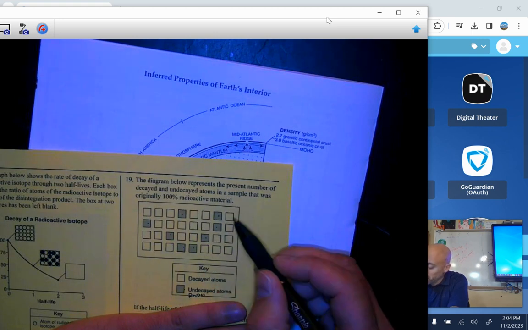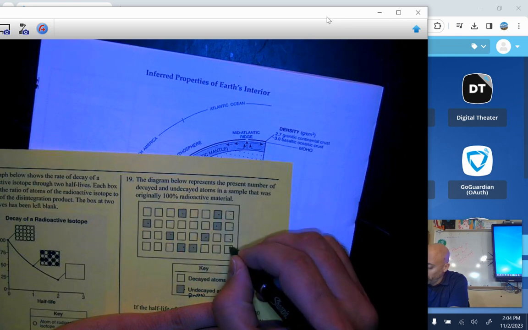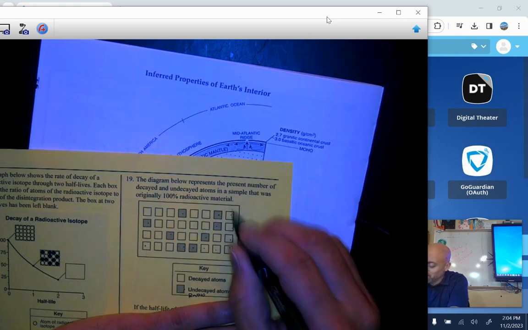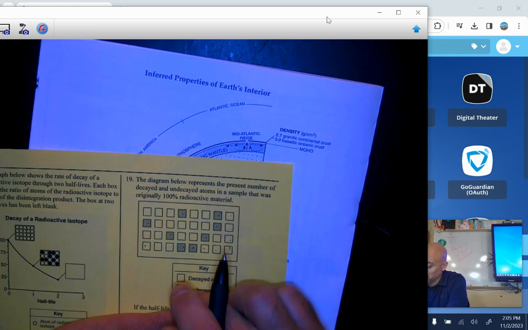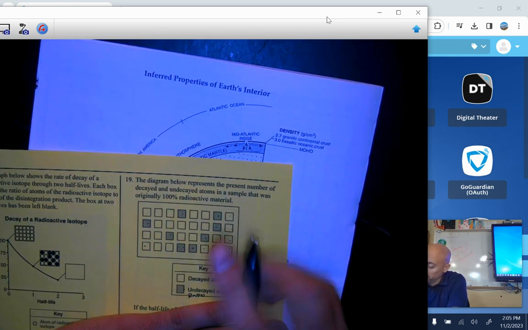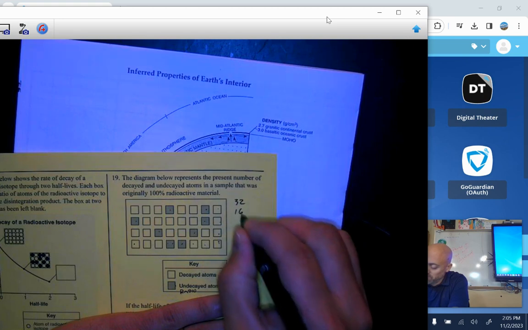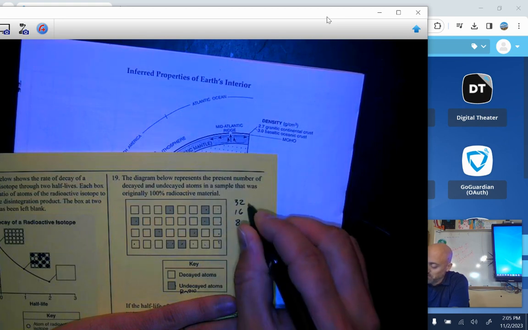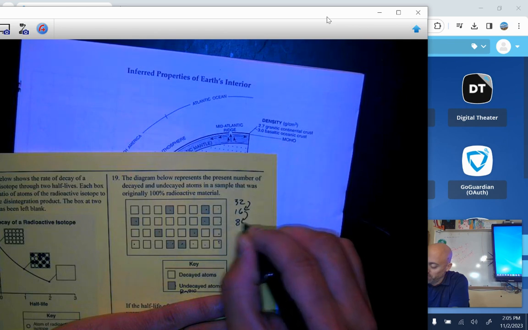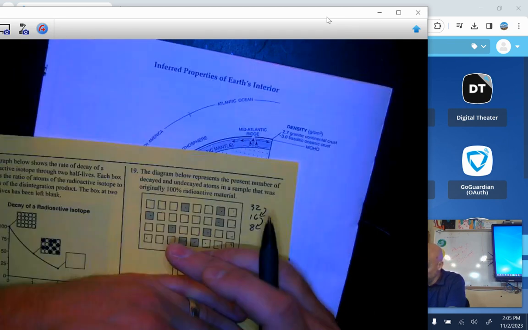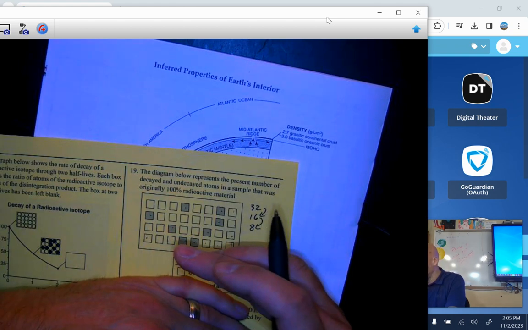Okay. 1, 2, 3, 4. 1, 2, 3, 4, 5, 6, 7, 8. So that's 32. So if there was 16, that would be 1 half-life. This has 8. So that means we went from 32 to 16 to 8. So that's 1 half-life and a second half-life. 2 half-lives later, depending on what the element is, you would want to know how old it is.